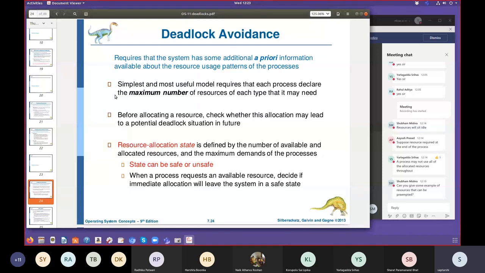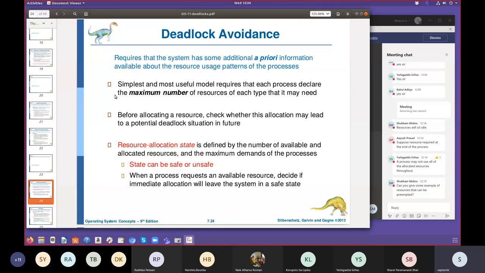Deadlock avoidance algorithms have some way of identifying whether a resource allocation state is safe or unsafe. We will define what safe means and what unsafe means. The idea is that every time, given the current state, let's say the system is currently in a safe state, a particular process requests a resource.